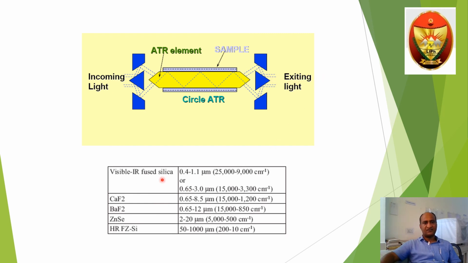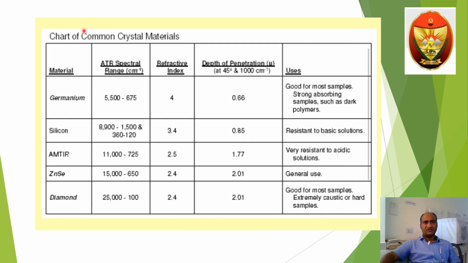Different IR materials are calcium fluoride, barium fluoride, zinc selenide, and these have different absorption ranges in reciprocal centimeters. This is the chart for common ATR crystal materials. In this column there are materials like germanium, silicon, AMTIR, zinc selenide, and diamond. This is the mid-IR range. For example, zinc selenide, which is commonly used, has a range of 15,000 to 650 reciprocal centimeters.